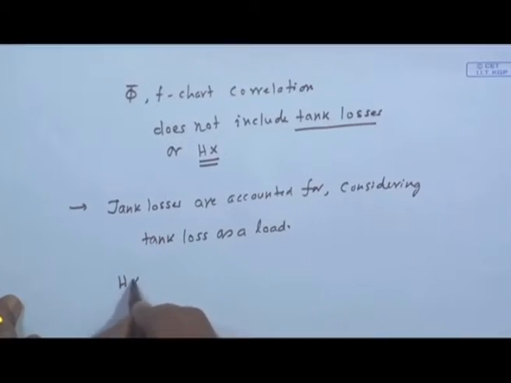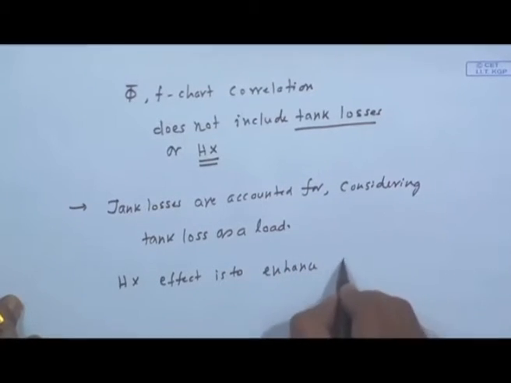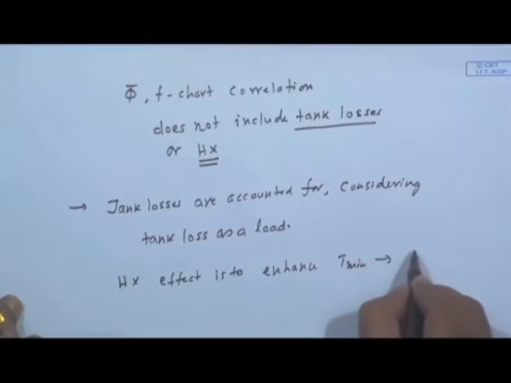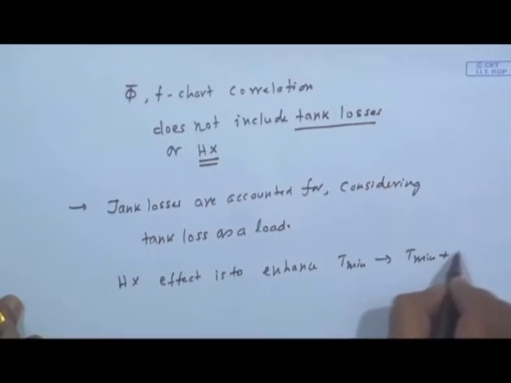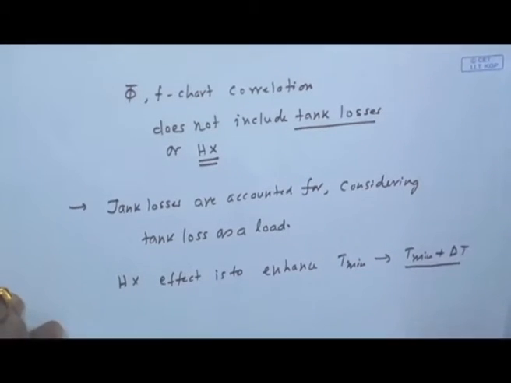Similarly, the heat exchanger effect is to enhance T minimum to some T minimum plus delta T. Because there is a certain loss across the heat exchanger, the collector has to supply energy at a higher temperature. Consequently, it is a penalty on the performance of the collector. So, you calculate utilizability etc., assuming T minimum plus delta T as the minimum temperature required.